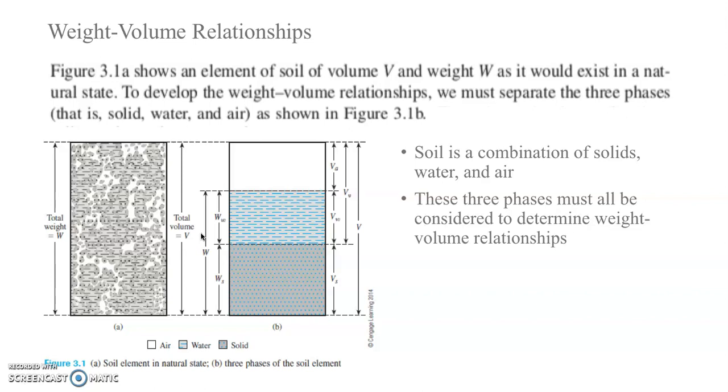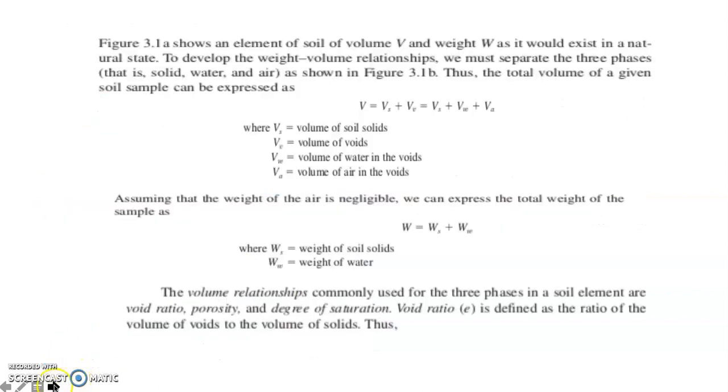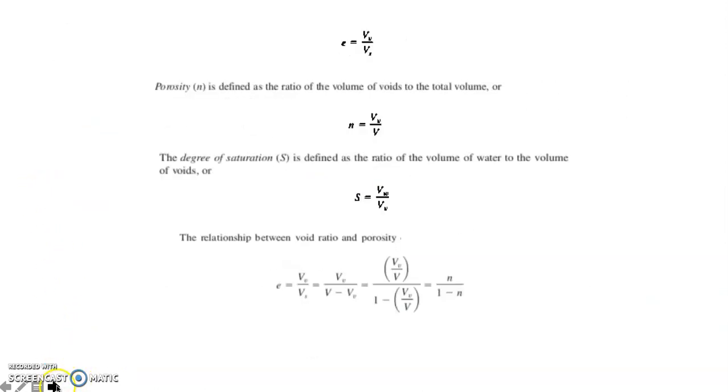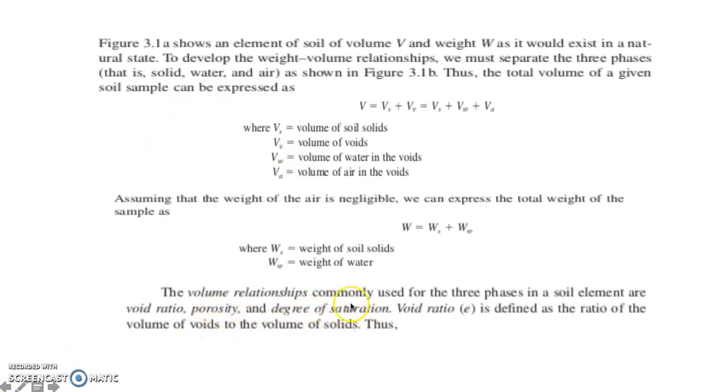Because we are on weight-volume relationships, we're going to identify the volume relationships, and we have to identify the weight relationships. For the volume relationships, the commonly used ones for the three phases in the soil element are the void ratio, the porosity, and the degree of saturation. So meaning to say, there are three volume relationships commonly used for the three phases in the soil element: the void ratio, the porosity, and of course the degree of saturation.